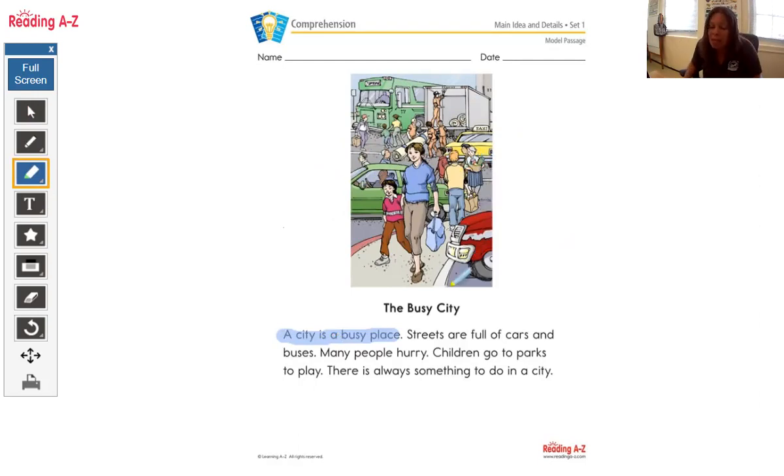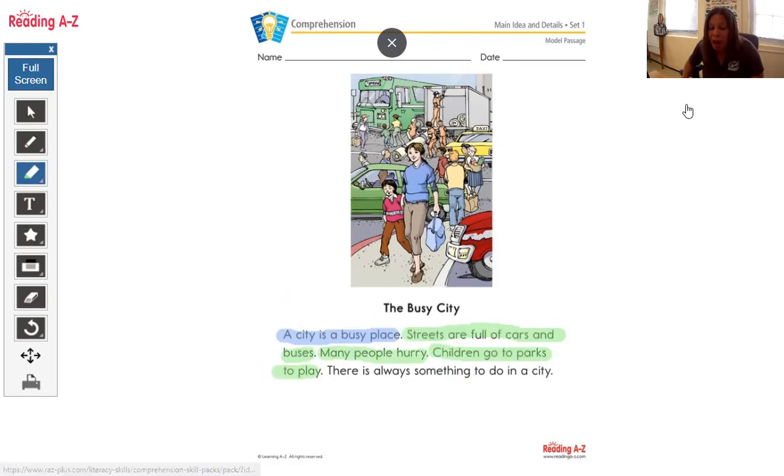So here are some examples that the city is busy. Streets are full of cars and buses. Many people are in a hurry. Yeah, when you're in a hurry, you're normally busy. Children go to parks to play. Okay, so there are lots of children bustling about. There's always something to do in a city. Okay, so I highlight the main idea. A city is a busy place, what the whole thing is about. And these are some examples. All right.